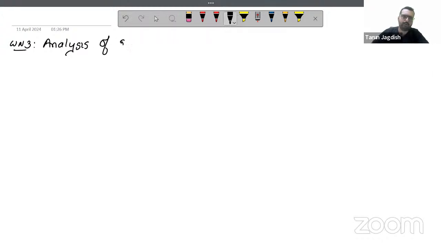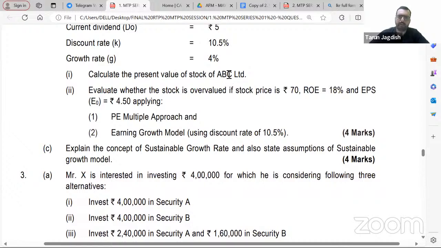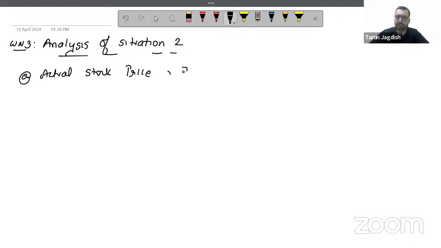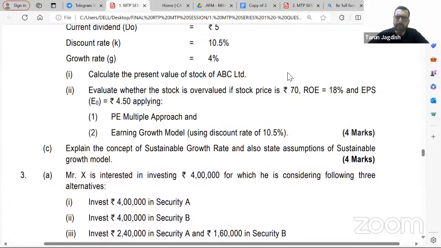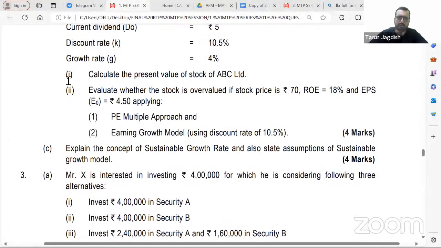Analysis of situation number 2. I'm writing point number A, stock price. The actual stock price is equal to how much? 70 rupees. Point number B, ROE, return on equity, is given as how much percentage? 18%.